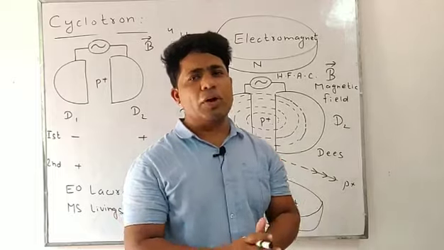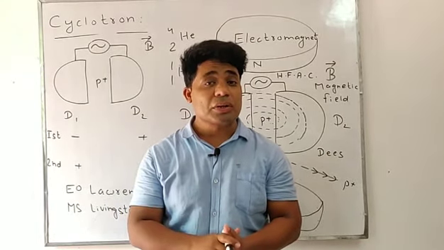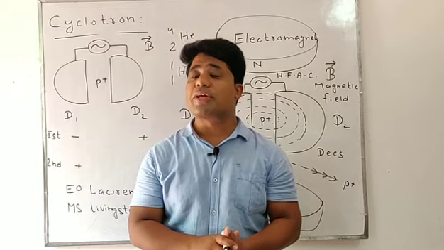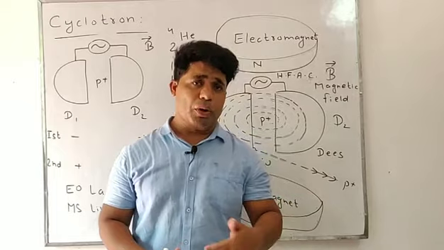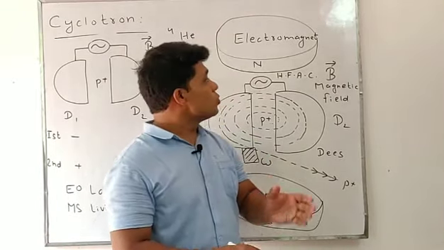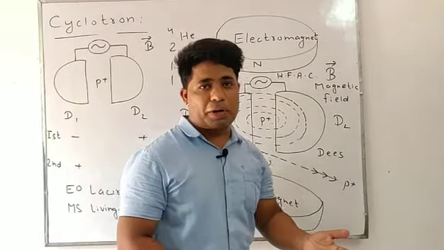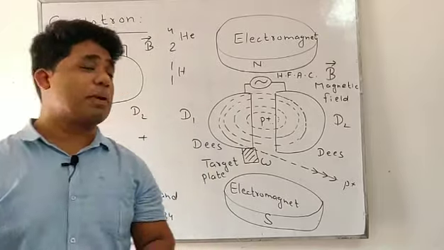We cannot accelerate an electron because it is a negative particle and its mass is very small, 9.1 into 10 raised to power minus 31 kg. We cannot accelerate a neutron because it is neutral, it has no charge. So we can accelerate only positively charged particles using a cyclotron. Now students, we will discuss its principle.